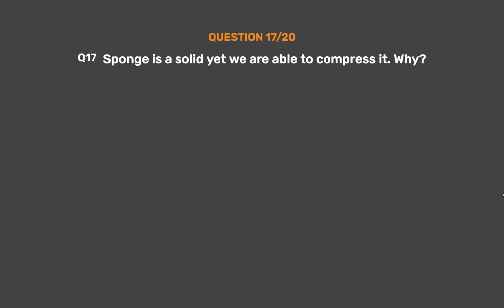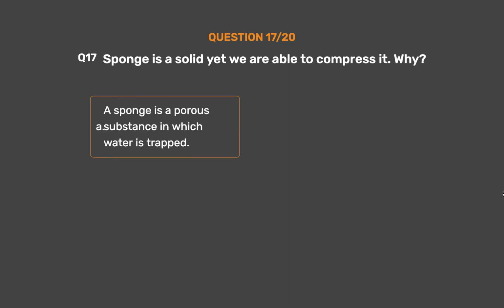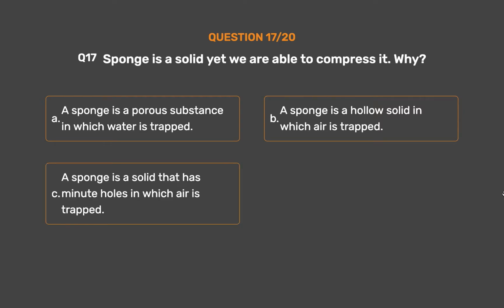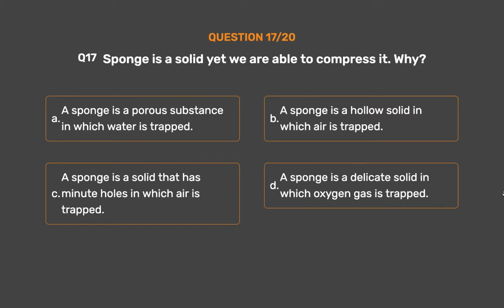Question number 17. Sponge is a solid yet we are able to compress it. Why? Option A. A sponge is a porous substance in which water is trapped. Option B. A sponge is a hollow solid in which air is trapped. Option C. A sponge is a solid that has minute holes in which air is trapped. Option D. A sponge is a delicate solid in which oxygen gas is trapped.